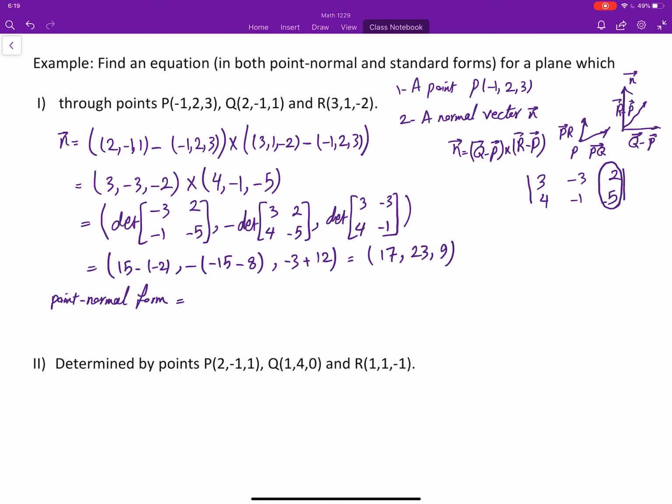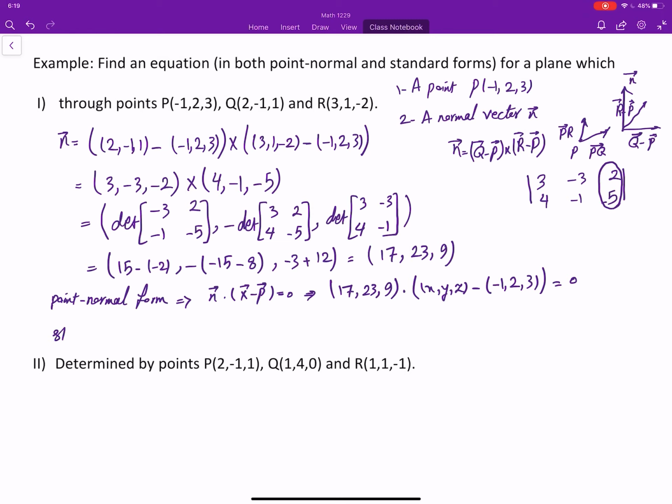Okay, then the point normal form is n dot x minus p equals 0. So in this case we have (17, 23, 9) dot x, where x is (x, y, z) always, minus p, the point we took, (-1, 2, 3). This needs to be equal to 0.